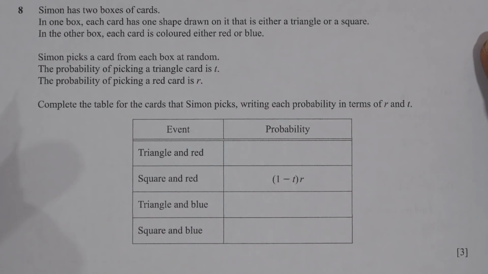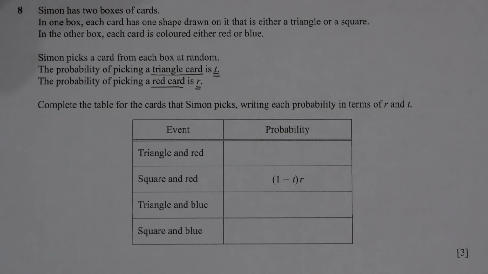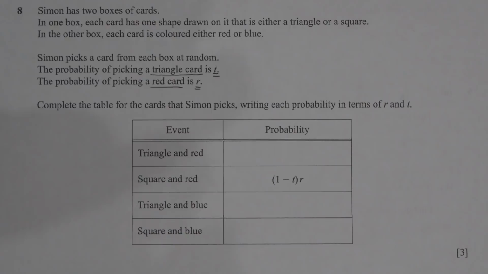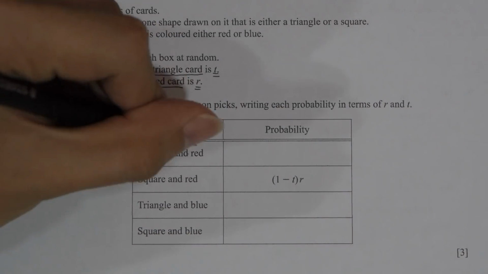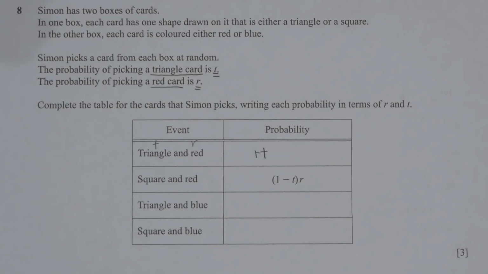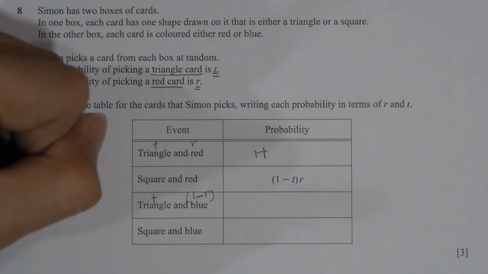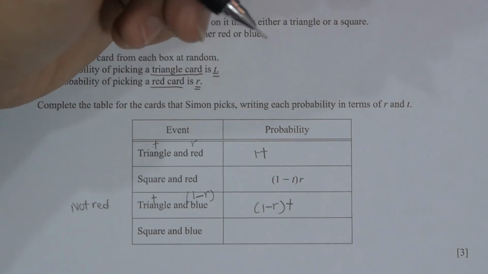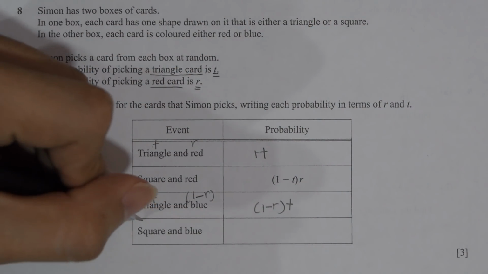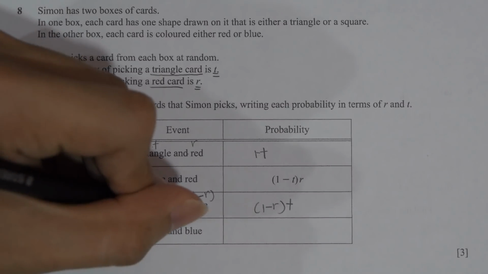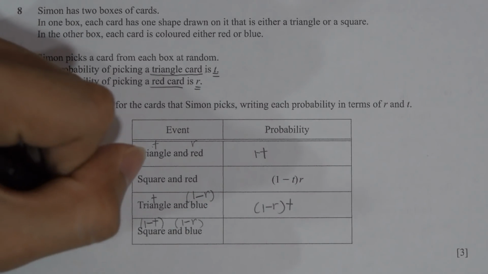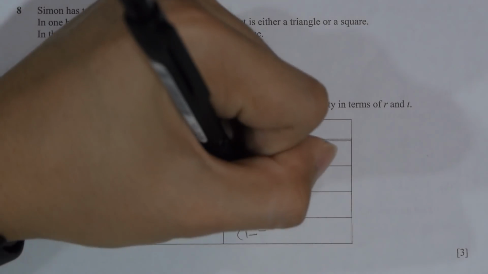So for the next question, they are asking for probability. So triangle is actually T, red card is R. So the answer is actually RT. So next question, triangle and blue. Blue is actually not red, hence it is 1 minus red. So the answer is 1 minus R times T. So square is actually not triangle, so 1 minus t, so you just take the 2 variables, multiply together.